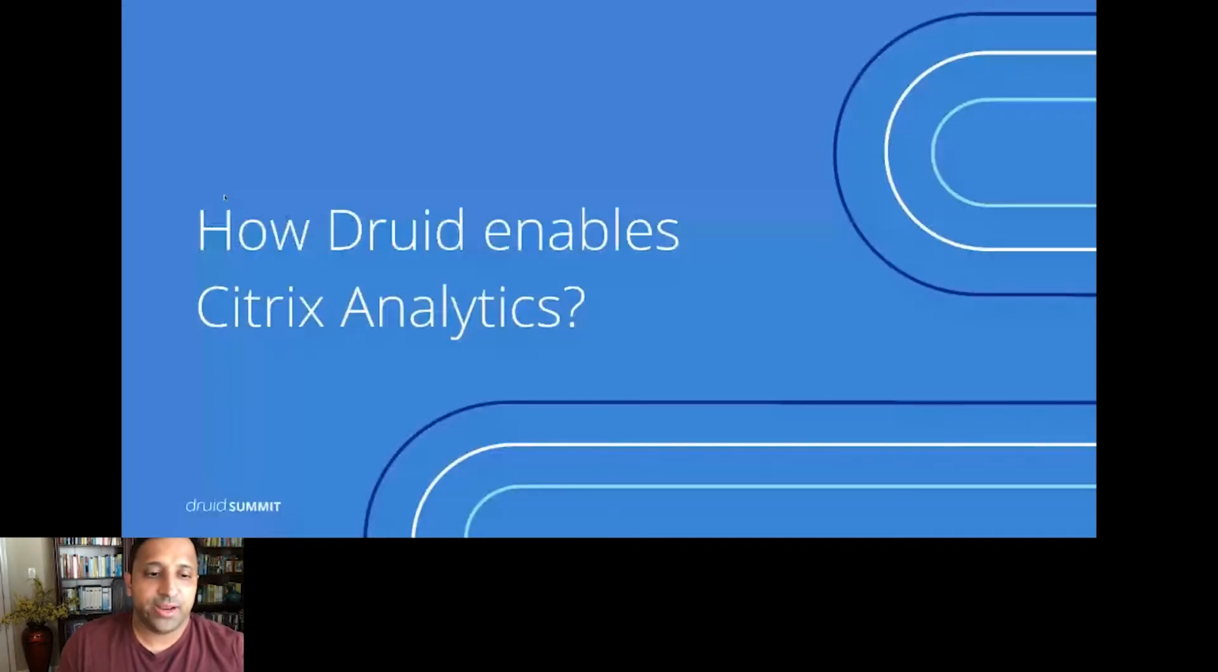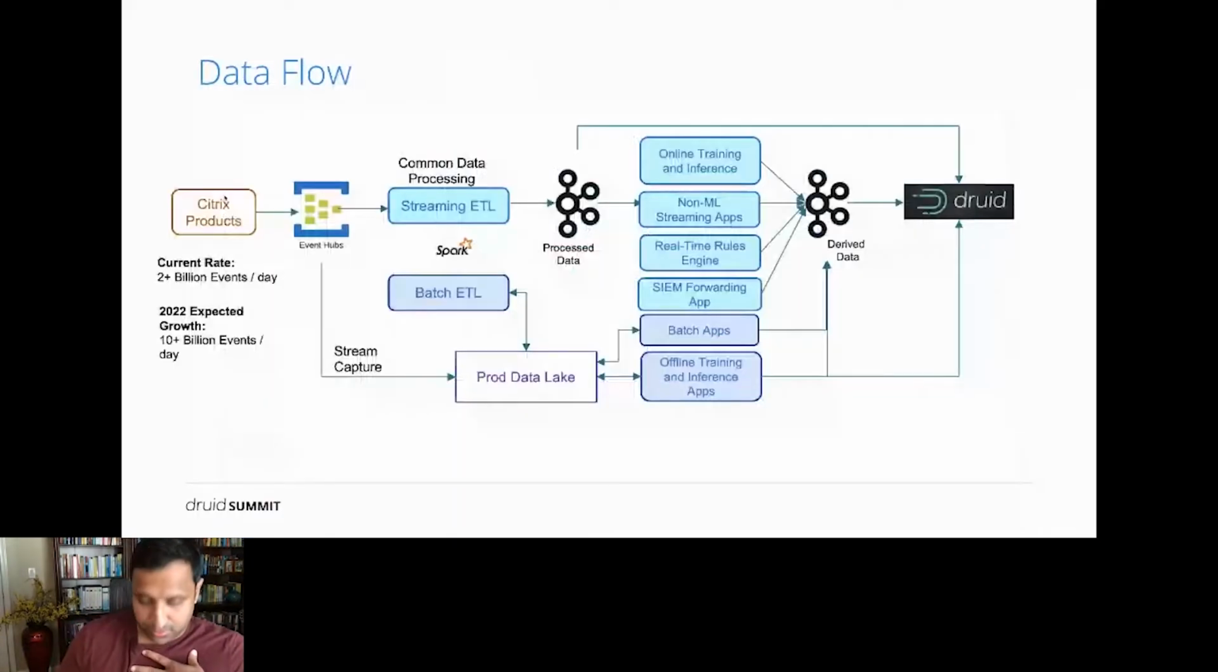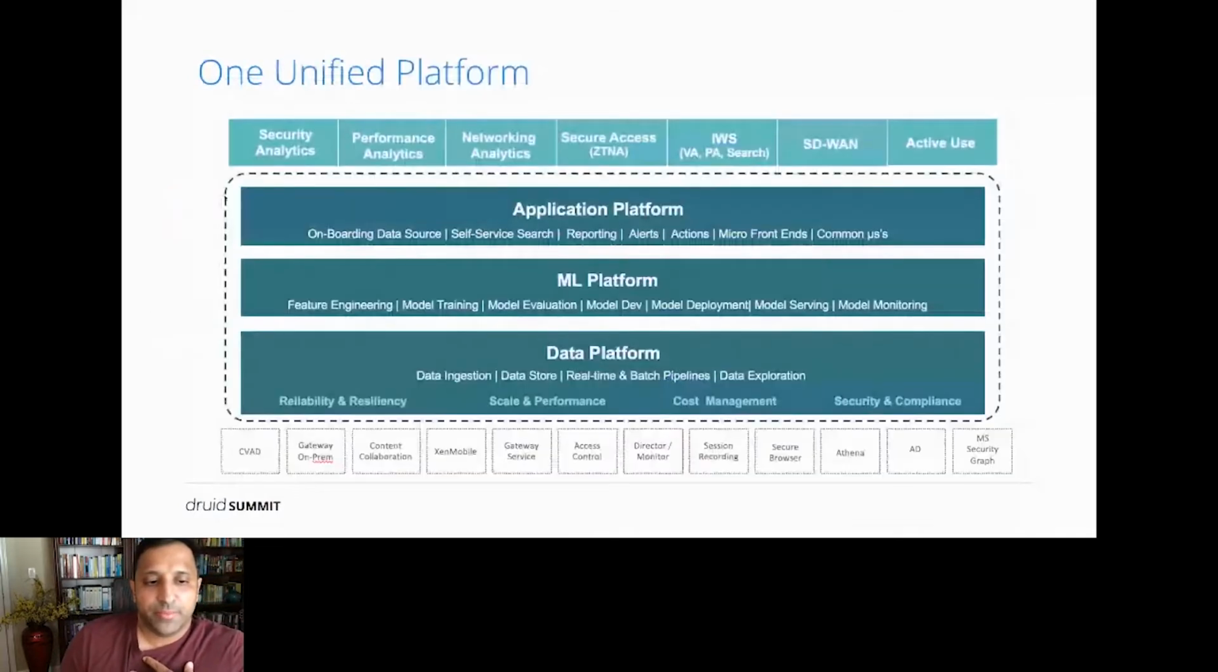Next is how Druid enables Citrix Analytics. The Citrix Analytics platform is made up of data, machine learning, and app platforms. It's a one-stop shop to build analytics solutions. The boxes at the top are our internal teams, or data consumers, who build the data applications on top of the platform.